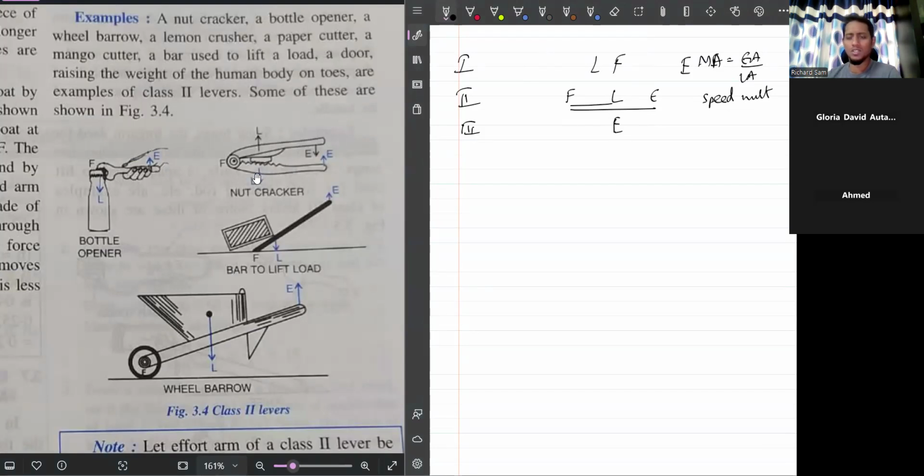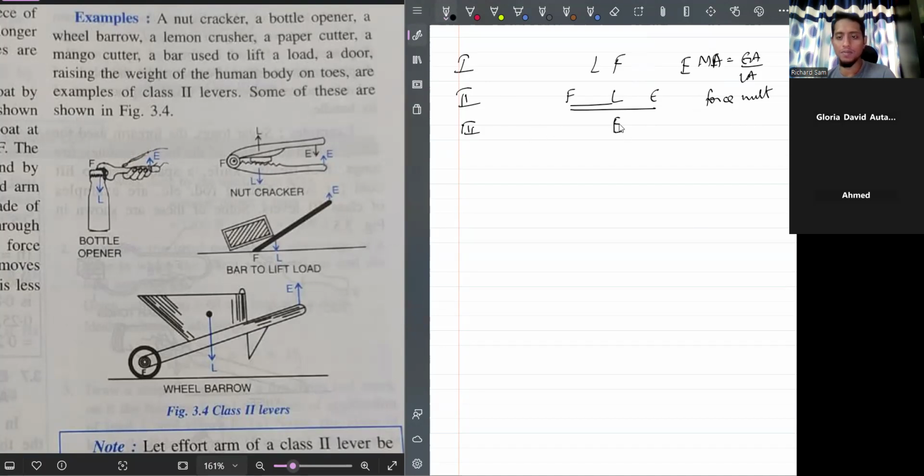Sorry, what am I saying? Not speed multiplier. Effort arm is bigger. So mechanical advantage is greater than 1. What type of machine is that? Force multiplier, right? When mechanical advantage is more than 1, it's a force multiplier. So you can multiply the force. The nutcracker multiplies the force that you're applying to crack a nut. Opening bottle. All of these examples, forces multiplied.